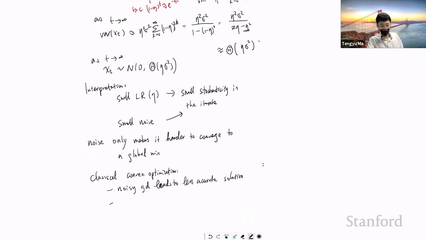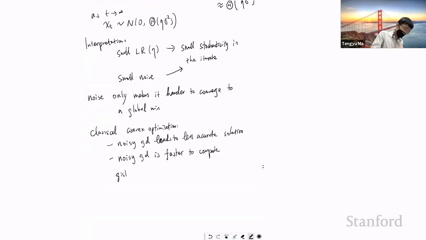And second, noisy gradient descent is faster to compute. This is because maybe you only sample a few examples, right? You do a mini batch gradient descent. So noisy gradient descent is faster to compute. And the only thing is that you are trading off these two factors above. That's, I would say, the typical way of thinking about stochastic gradient descent when you really think about a convex case, right?